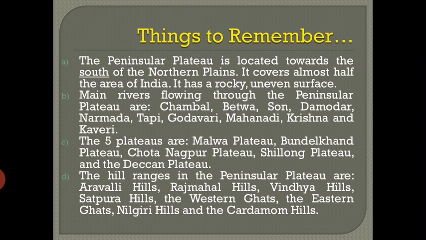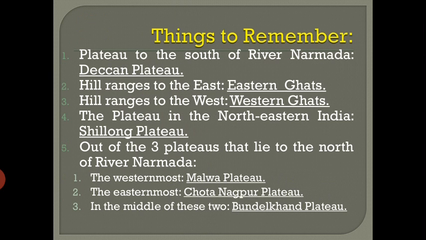And the five plateaus are Malwa plateau, Bundelkhand plateau, Chota Nagpur plateau, Shillong plateau, and the Deccan plateau. Next, the hill ranges in the peninsular plateau are Aravali hills, Rajmahal hills, Vindhya hills, Satpura hills, the Western Ghats and the Eastern Ghats, Nilgiri hills, and the Cardamom hills.